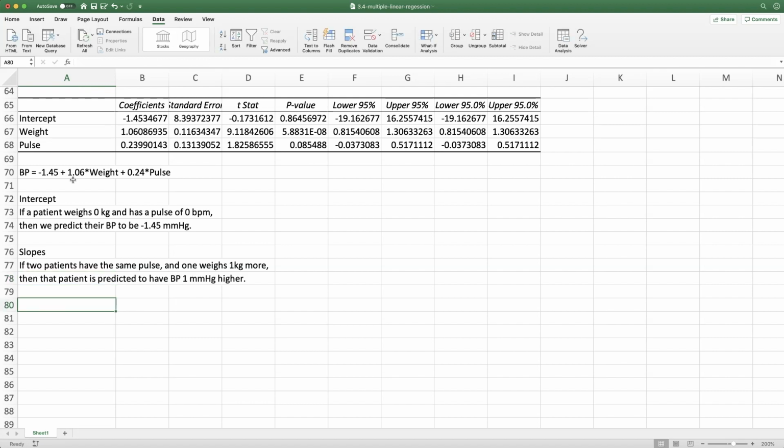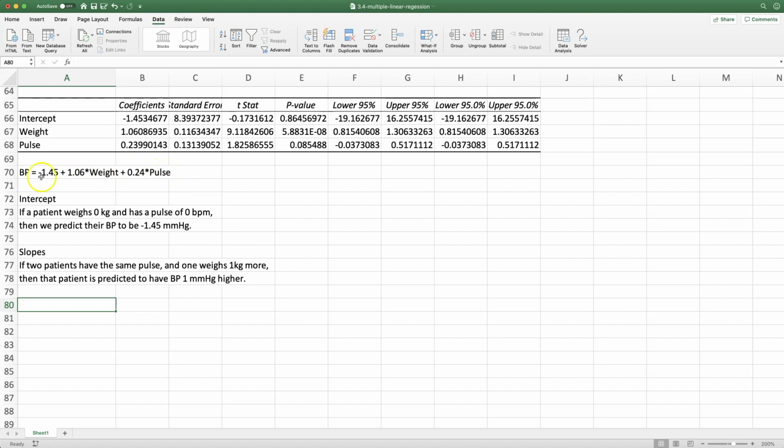Notice that the slopes depend on the second variable being constant for the two patients. The only thing that's changing between the two patients is the weight. Similarly, the pulse has an interpretation that if the two patients weigh the same and one person's pulse is 1 beat per minute higher, predicted blood pressure is 0.24 higher.